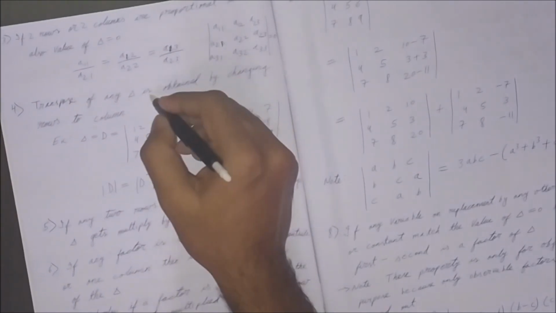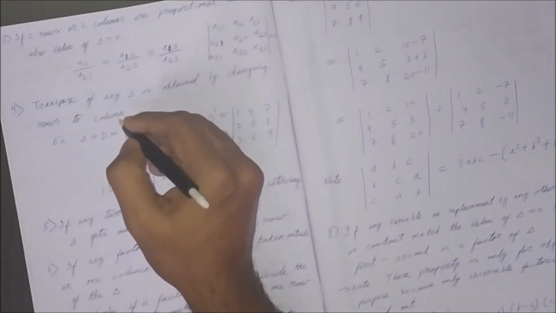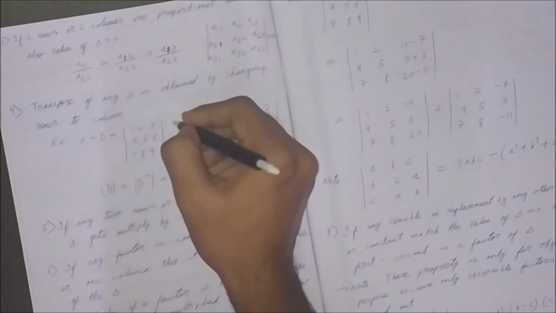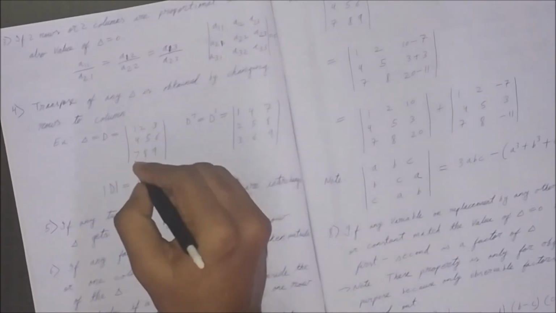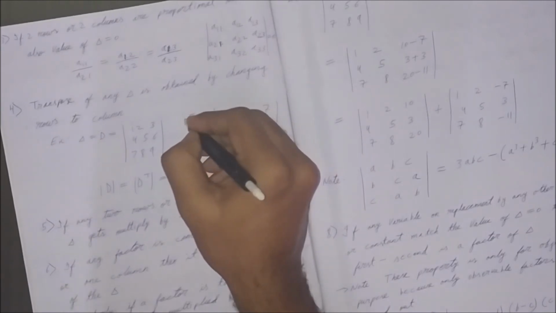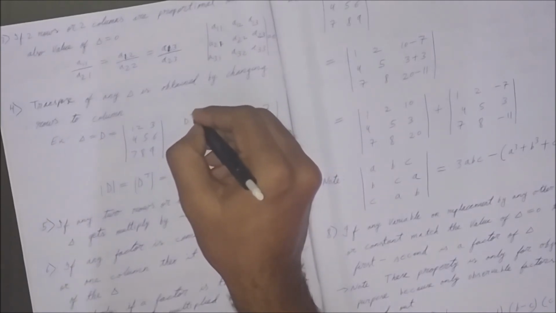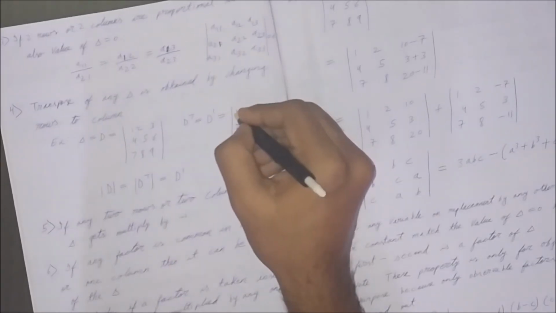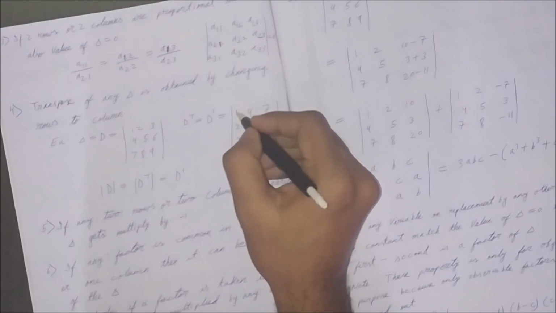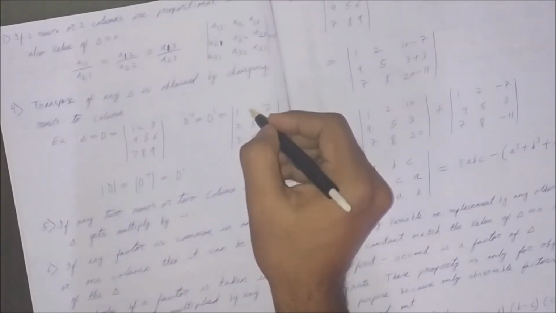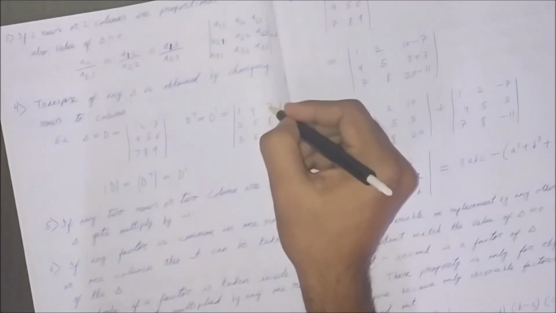Now we will come to the fourth property of a determinant. The transpose of any determinant is obtained by changing rows to columns. Suppose we have a determinant, it can be denoted by triangle or capital D: 1, 2, 3, 4, 5, 6, 7, 8, 9. Now the transpose is denoted by D to the power capital T or D dash. So this row will be converted into a column: 1, 2, 3 converted into a column, 4, 5, 6 converted to a column, 7, 8, 9.